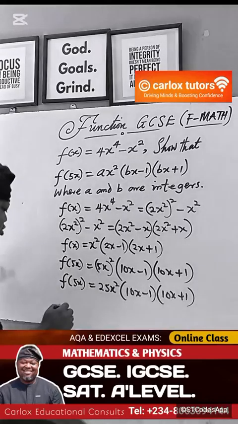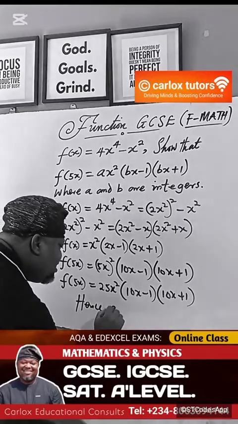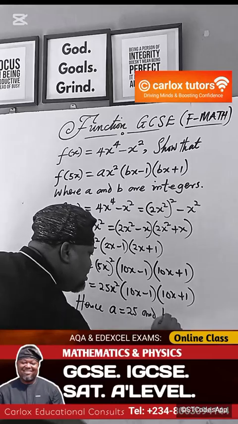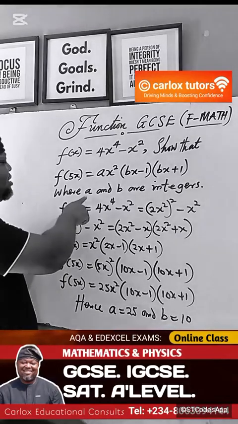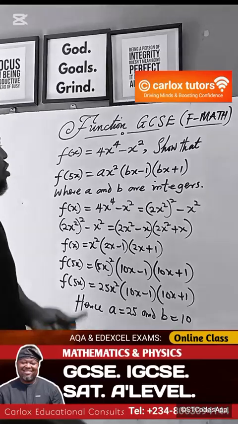So therefore, we'll say hence, the integers a and b, a is equal to 25, and b is equal to 10. So the values of the integers are 25 and 10 respectively. Very simple, very easy.